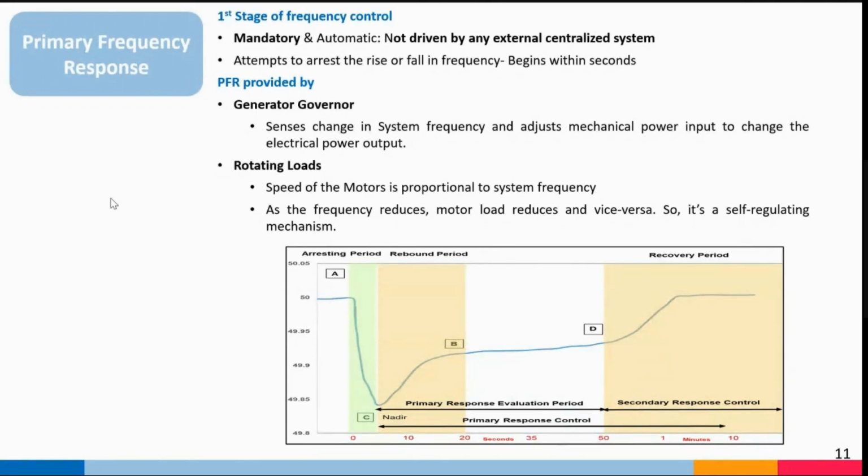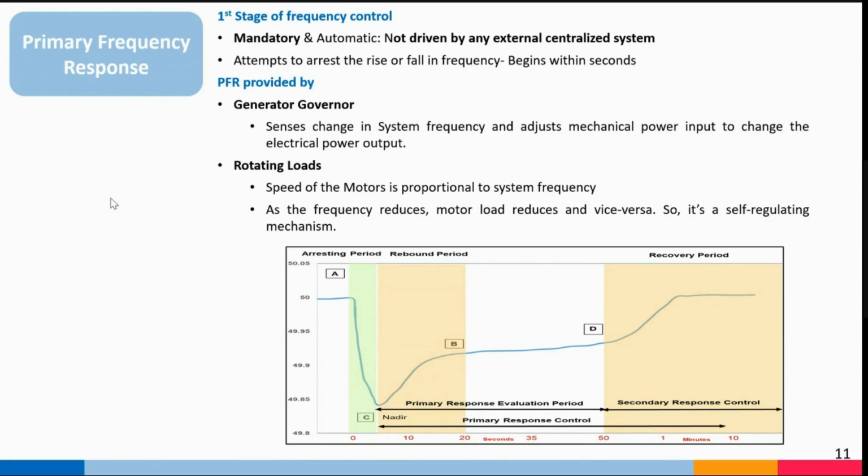This has to be provided by the generating unit, through the governor response. And there are rotating loads, which also provide load damping in the system, because the speed of the induction motors is proportional to the system frequency. With the reduction in frequency, the active power the motor load takes from the system also reduces. So it's a self-regulating mechanism for the loads, while the generator has to provide the response by sensing the change in system frequency and adjusting its mechanical input to change the electrical power output.